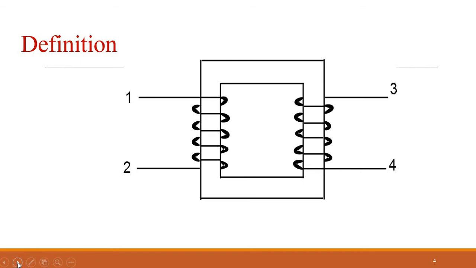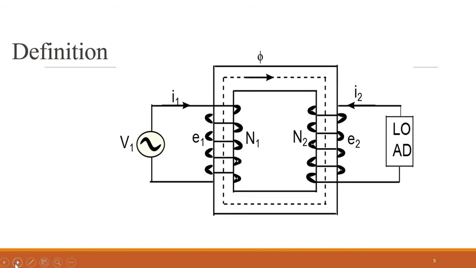So the transformer mainly consists of two coils. So these are the two coils. These are wound over one core, that is, this core is made up of magnetic material. Okay. So this one is coil 1. This is coil 2. Whenever the rate of change of flux linkage with one coil is changing, the EMF will get induced in the other coil.